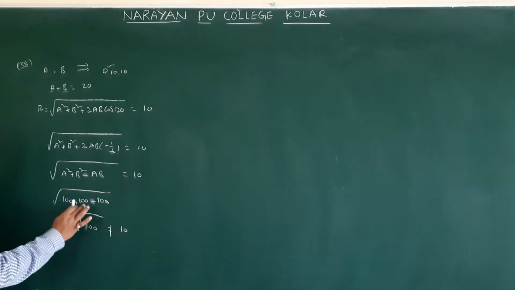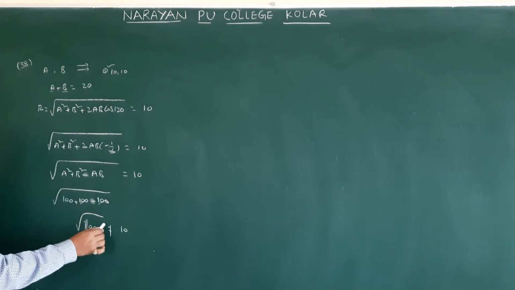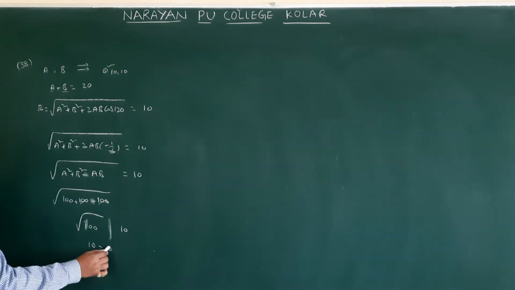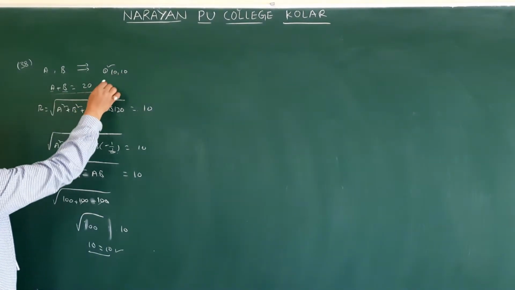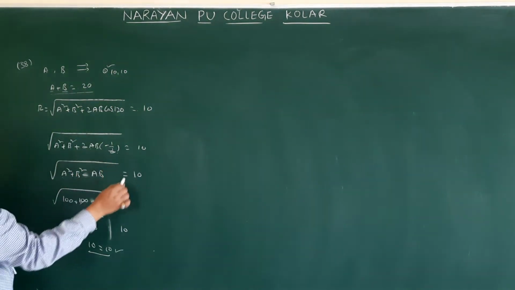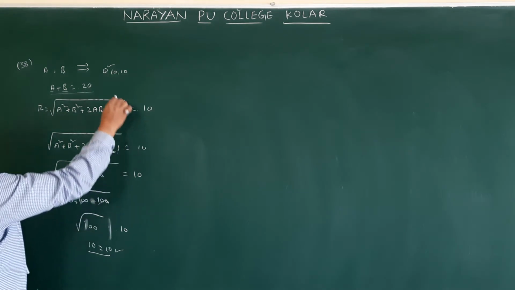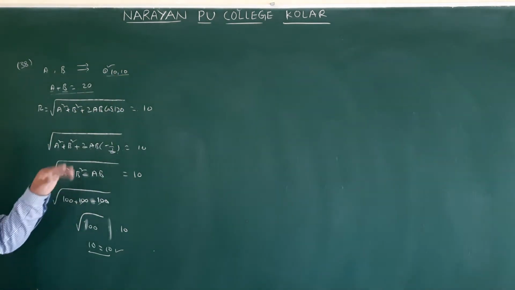Minus. And you will get here, this is root 100. Root 100 means 10. 10 equal to 10. So therefore, 10 comma 10 is correct for this one. 10 comma 10 is correct for this one also. Second one. Therefore, option 1 is correct. In option 1 only we got correct.